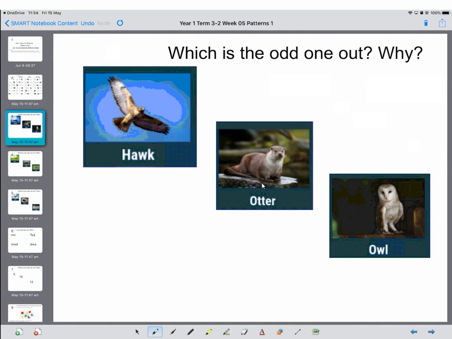And another one would be, well, it's up to you. There's lots and lots of different permutations. So let's have a look at the next one.